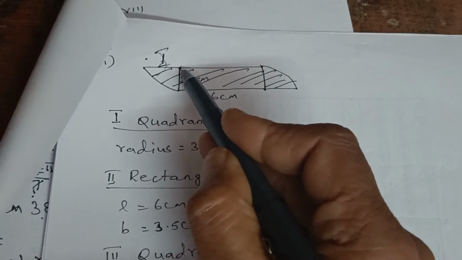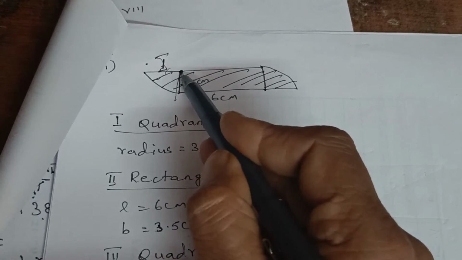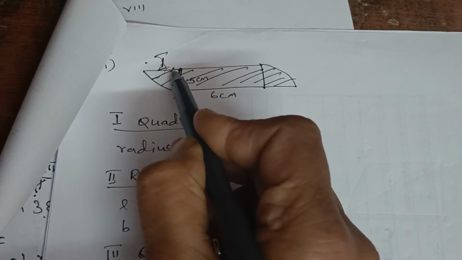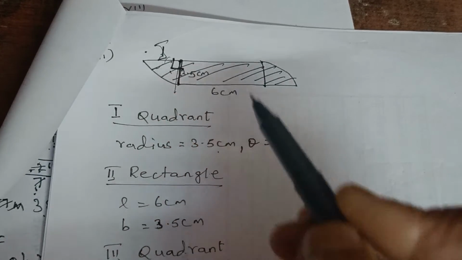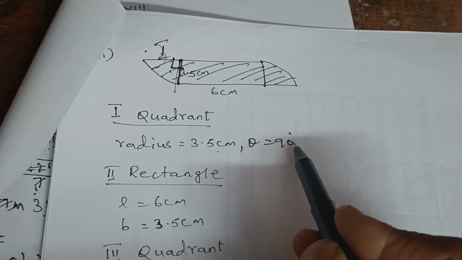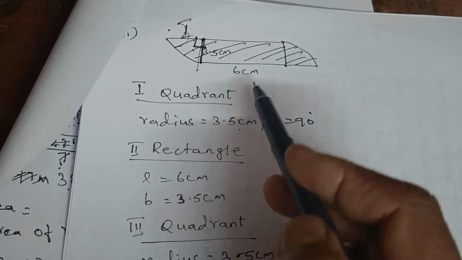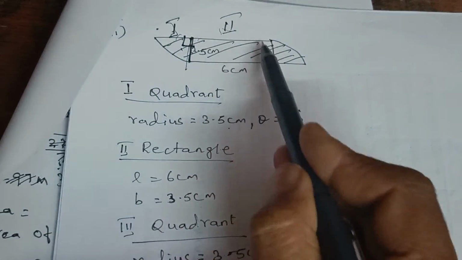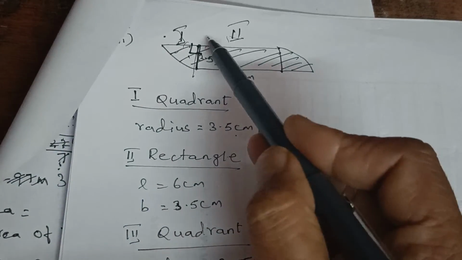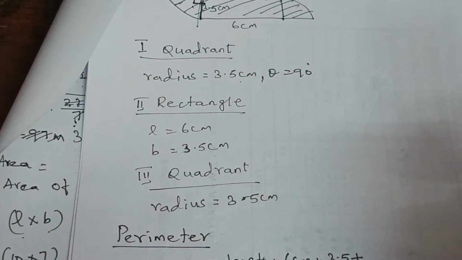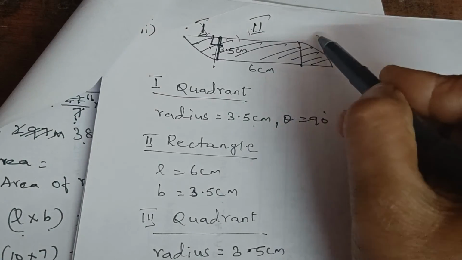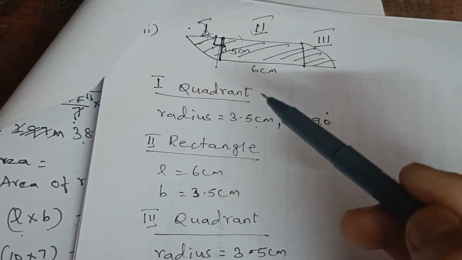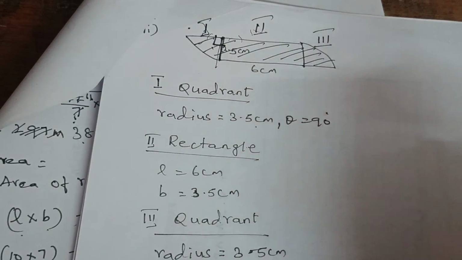Radius is 3.5. This breadth of the rectangle is the radius for the quadrant. So radius is 3.5 centimeter. And in a quadrant, the central angle theta is equal to 90 degrees. Now the second figure is a rectangle for us. Length is 6 meters and the breadth is 3.5 meters. And the third one is again combined. So 3 shapes are combined together. So total area is the area of all the 3.